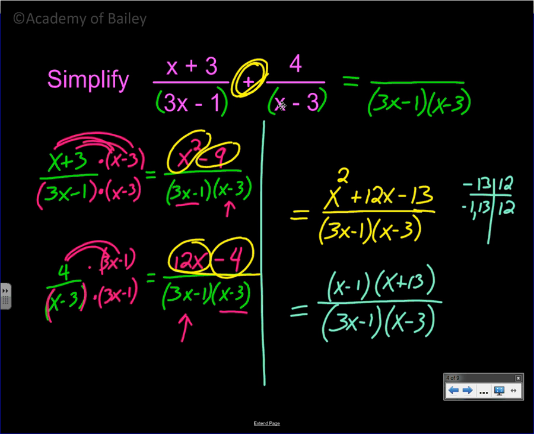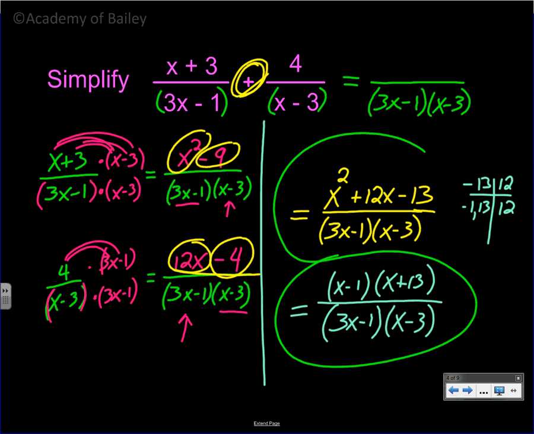And go ahead and look there. Is there anything that's in the top that's also in the bottom? Remember, what's inside the parentheses has to match exactly what's inside the parentheses on top and bottom, and I don't see anything. So the answer is either this or this. One of those two.